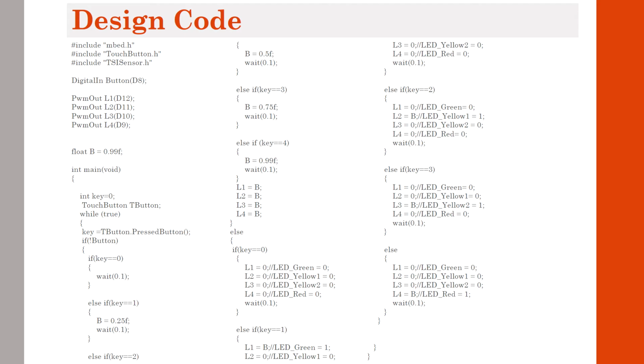The else-if statements that follow are what enable brightness control. We see the term key, and that's basically telling us what part of the slider we're making contact with. Looking in the middle column, the lines L1 equal B, L2 equal B, and so on, turns on all the LEDs while brightness is being adjusted.